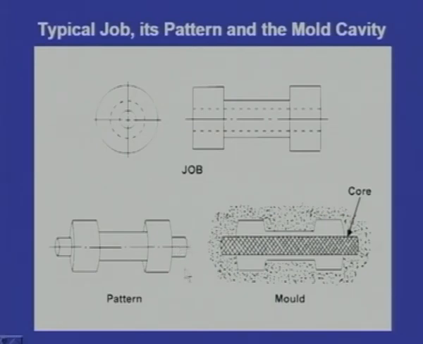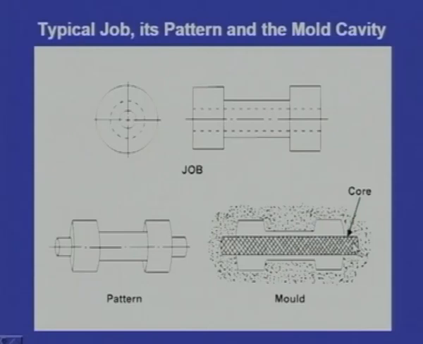But why have we kept this projection? With this projection, we are creating a place where the core will be resting. This is the core made up of sand. After the cavity is created, we insert this core into the mold cavity, and to place this core, there is a place here where we support the core, here and here.